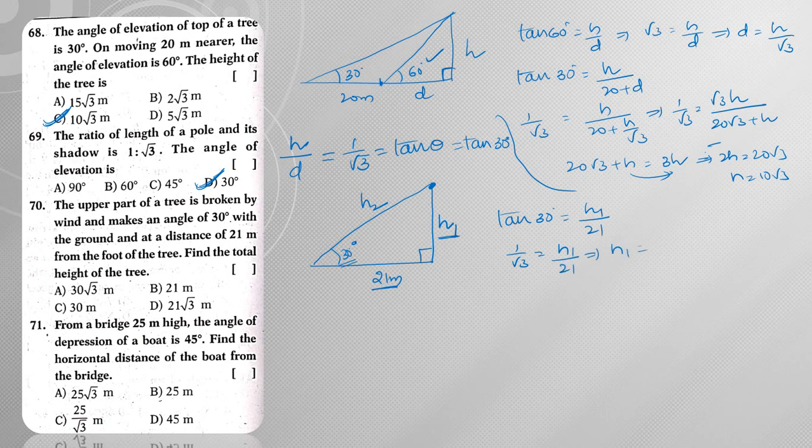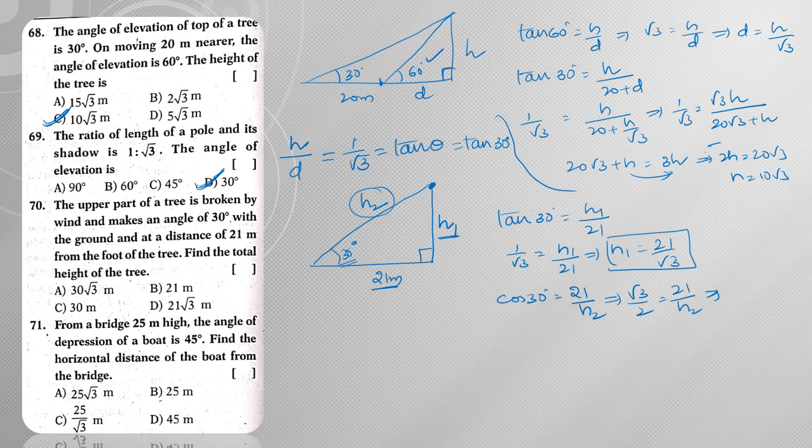From this, h1 is equal to 21 by root 3. So this is nothing but part 1. Next, coming to part 2. To find out the hypotenuse, I can make use of cos 30, right? So cos 30 degrees is equal to adjacent by hypotenuse, which is nothing but 21 by h2. So cos 30 value, root 3 by 2, is equal to 21 by h2.